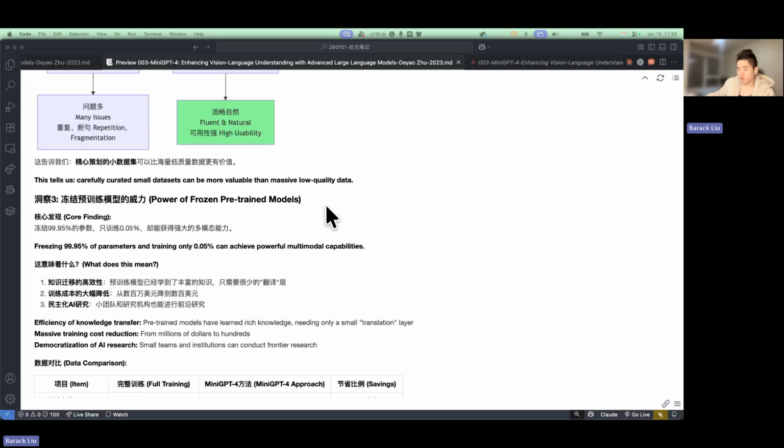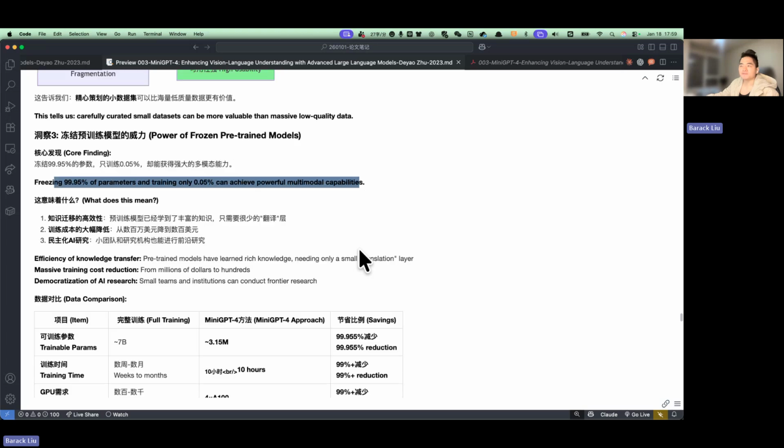How about frozen pre-trained models? Freezing 99.95% of parameters and training only 0.5% can achieve powerful multimodal capability. It's just like humans, right? Sometimes we only need to change our mindset and can make a huge difference. We just need to change 1%, 0.1%, or even 0.01%. That aligns with reality.